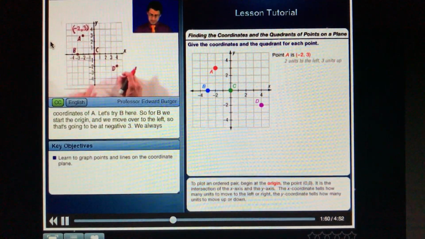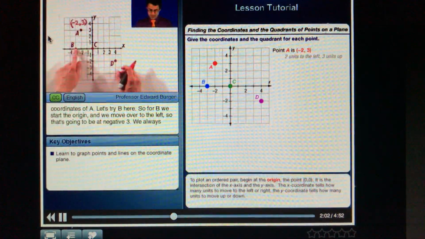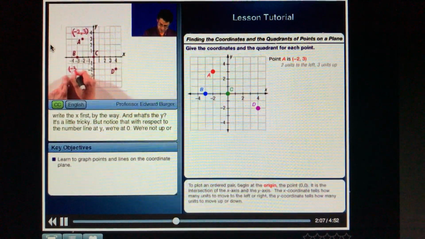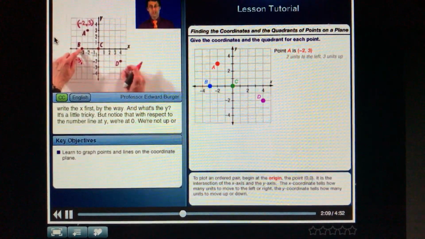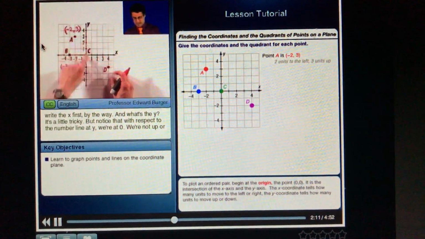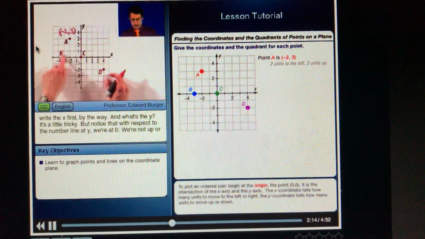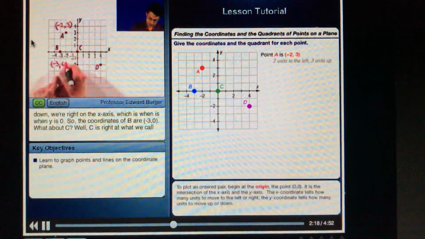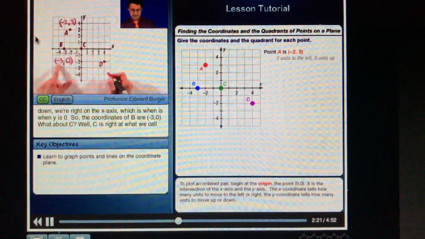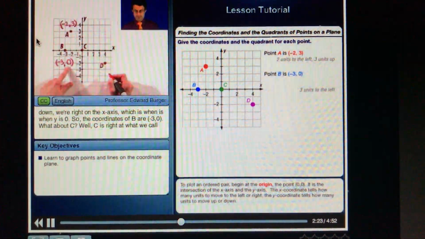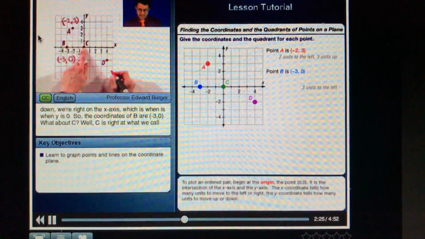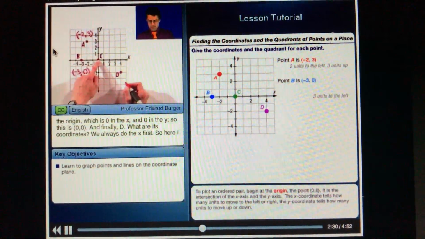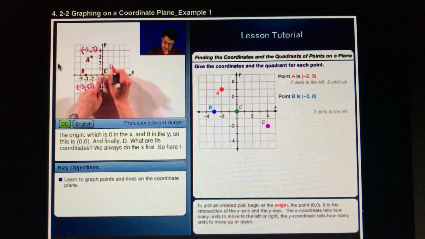Let's try B here. So B, we start at the origin, we move over to the left, so that's going to be at -3. We always write the x first, by the way. And what's the y? It's a little tricky, but notice that with respect to the number line at y, we're at 0. We're not up or down. We're right on the x-axis, which is when y is 0. So the coordinates of B are -3, 0. What about C? Well, C actually is right at what we call the origin, which is 0 in the x and 0 in the y. So this is actually 0, 0.